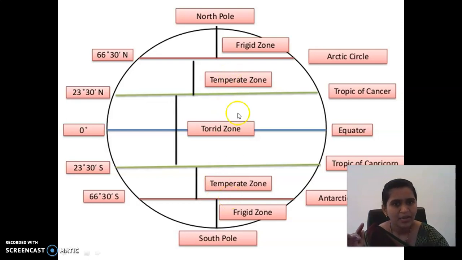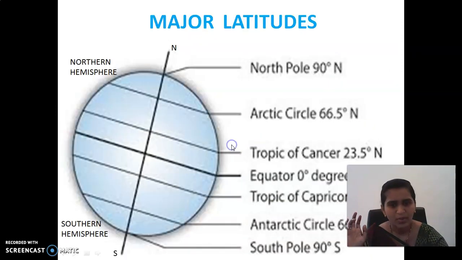Guys, understood? These are the very important zones you have to remember: torrid zone, temperate zone and frigid zone. And the next one is major latitudes. So what are the major latitudes we can see?